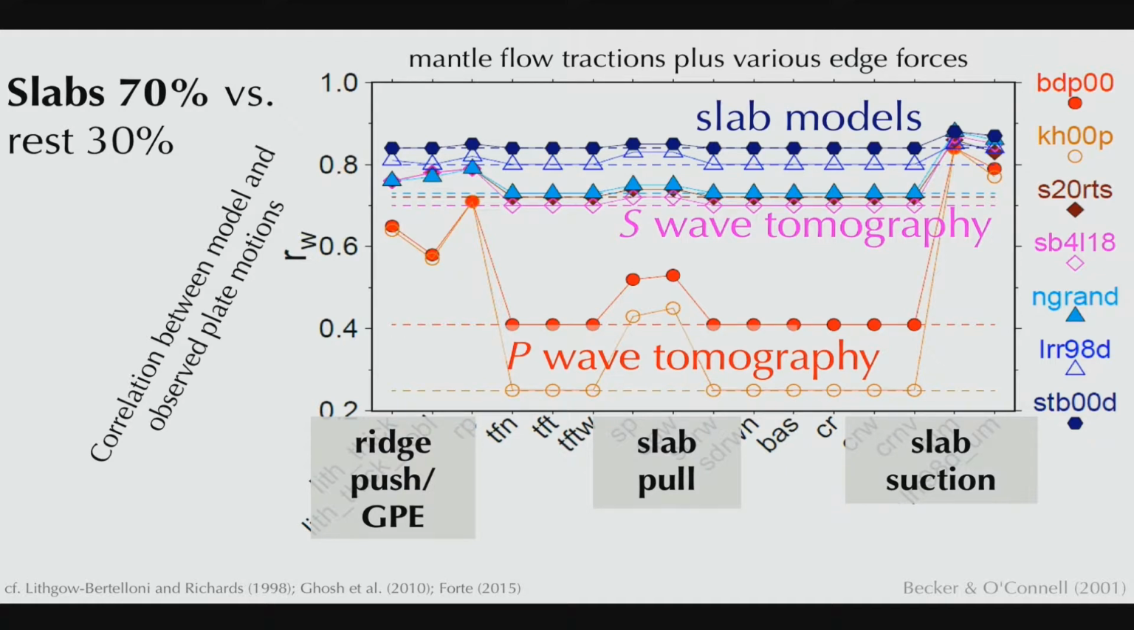If we then ask, well, what sort of forces do I need to add if I just take P-wave tomography, if I just take S-wave tomography, or if I use models that are based on slabs that I'm going to talk about in a second? It turns out that the biggest improvement you get really is if you include either slab pull, meaning the force due to a sinker, or slab suction, meaning the force due to a plate being pulled from the side, in terms of the correlation here.